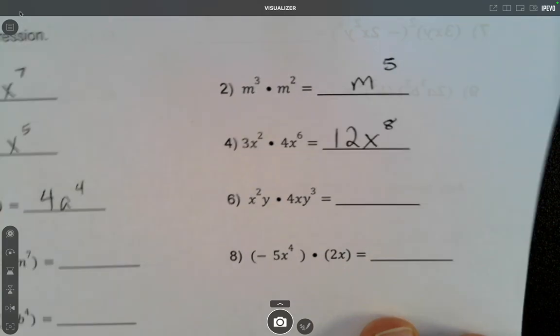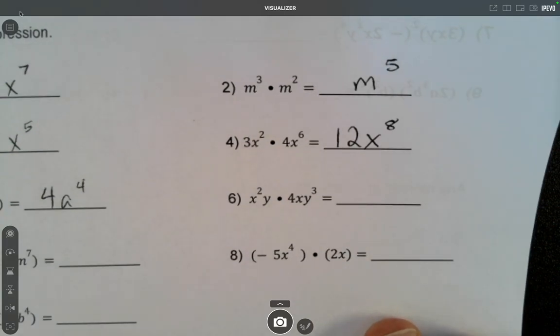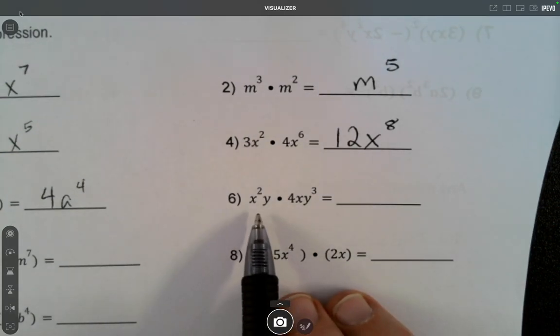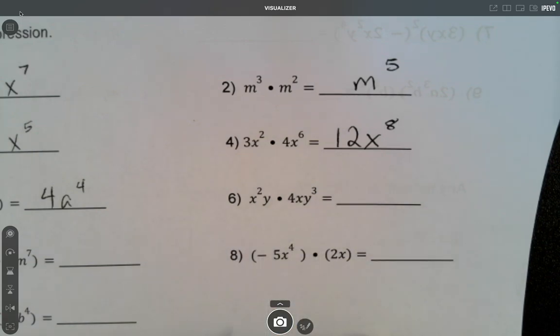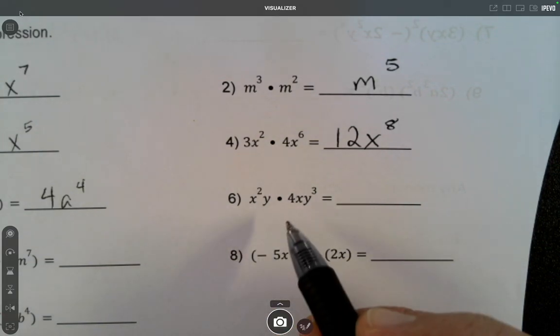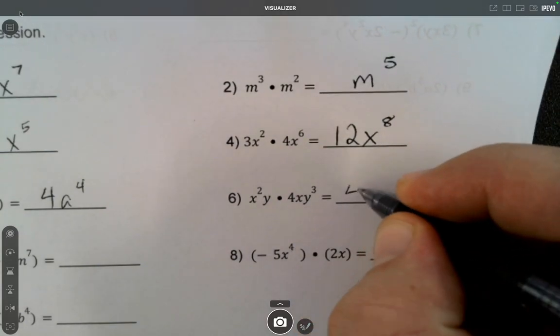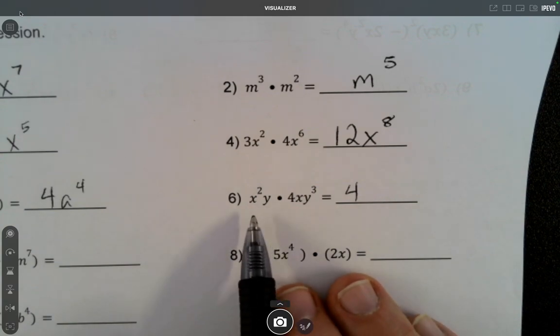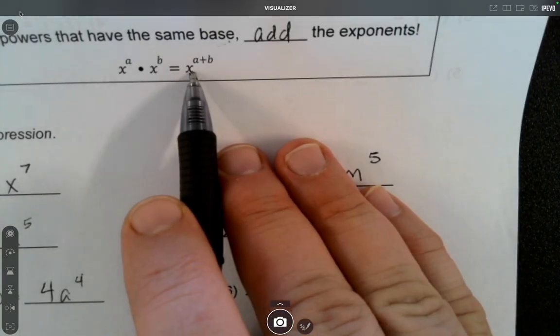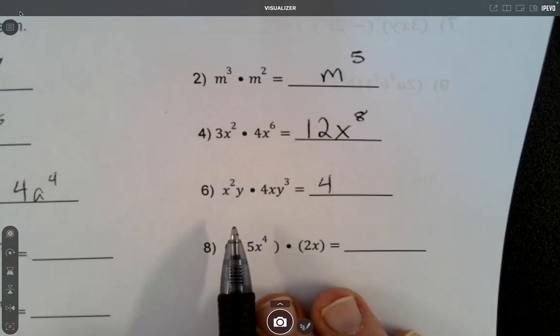Now in 6, we have multiple variables. Now this is a monomial. You can have more than one variable. This is a monomial. So the coefficient, the only one we have is a 4. It just stays as it is. And we can't combine the x's and the y's in this sense, but we can combine them individually.